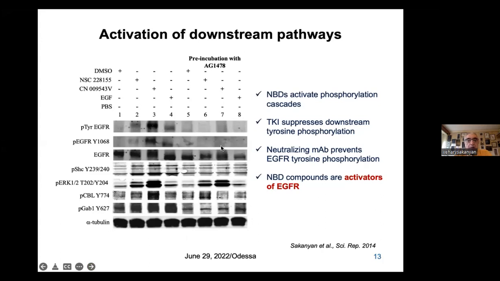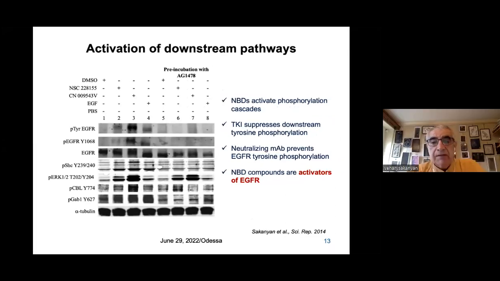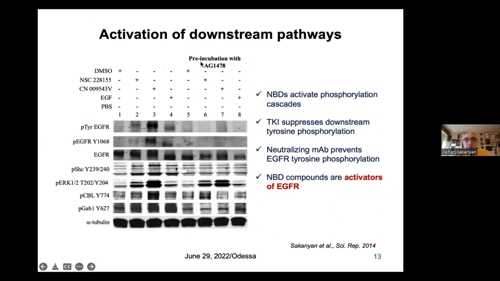So the compound was able to provoke or stimulate the dimerization of the EGFR and also to trigger the signaling pathway downstream of that. Here you can see the action of the inhibitor, which shows that when you use an inhibitor of the EGFR, it can block or diminish the phosphorylation of EGFR.